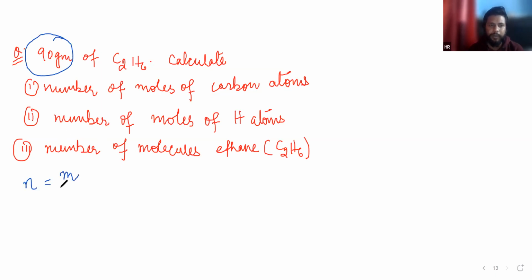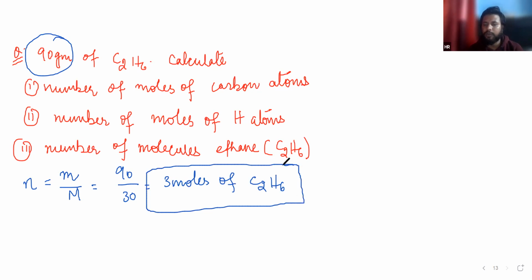Just see, if mass is given, we first calculate the number of moles by the formula given mass upon molar mass. Given mass is 90 and molar mass is 30. That will be 3 moles. 3 moles of what? C2H6. Just see, 3 moles of C2H6.